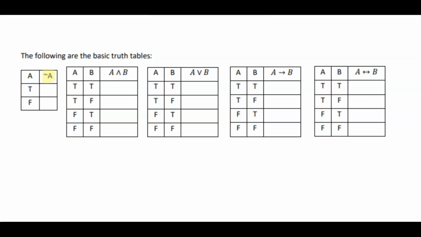So if A is true, the opposite of A would be false. If A is false, the opposite of A would be true. So if you see this tilde symbol, that just means the opposite of. Take the previous stuff and switch it.